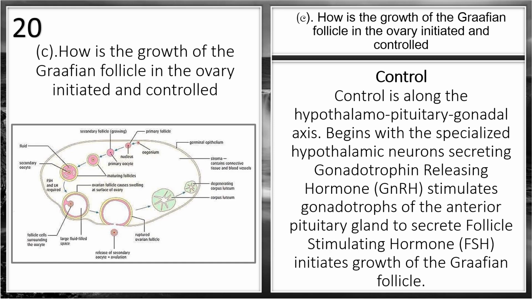Control. Control is along the hypothalamo-pituitary-gonadal axis. It begins with specialized hypothalamic neurons secreting gonadotrophin-releasing hormone, which stimulates the gonadotrophs of the anterior pituitary gland to secrete the follicle-stimulating hormone, which initiates the growth of the Graafian follicle.